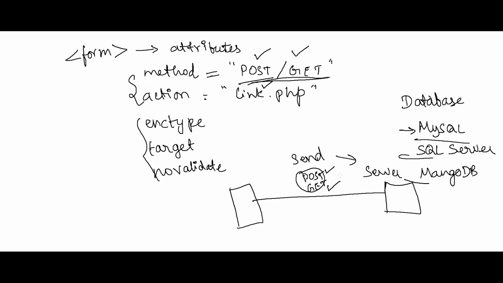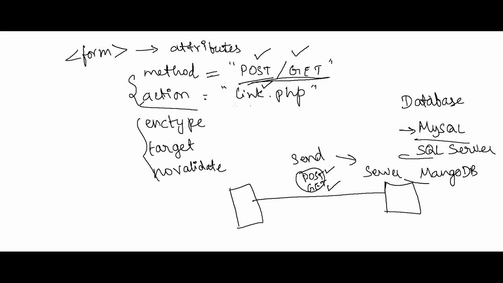And also, I can send more data in post, right? In case of get, it is not that much secure to send more data. We can use it for short data, but we are unable to send huge data in case of get because of the security issue. The next one is action.